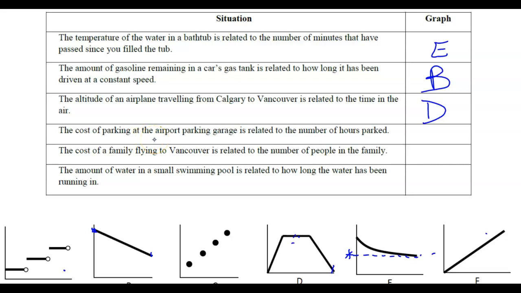Cost of parking at the airport is related to the number of hours parked. Typically, you don't pay for part hours, right? So you have to pay for full hours. So you want to look here. You might think this one, but then if this is time, that's skipping, saying that if we park for 1.5 hours, we wouldn't pay anything. So it's got to be this step function here. This is saying that for up to the first hour, you pay the same rate. Then for the second hour, you pay the same. And then the third hour, you pay the same. So that would be A.